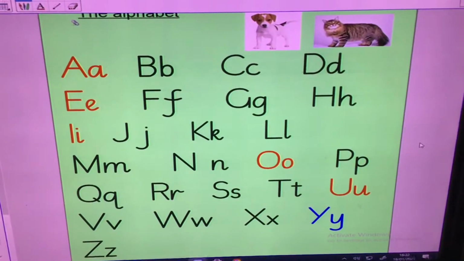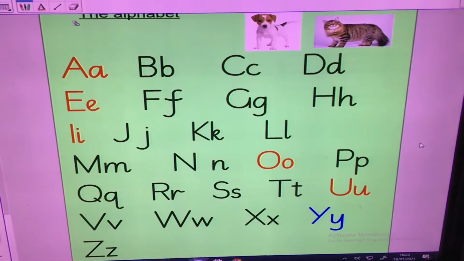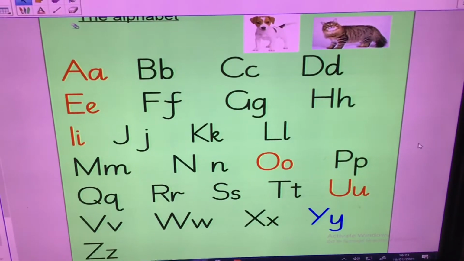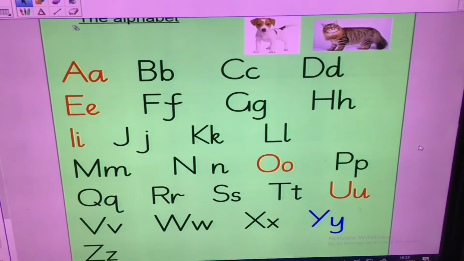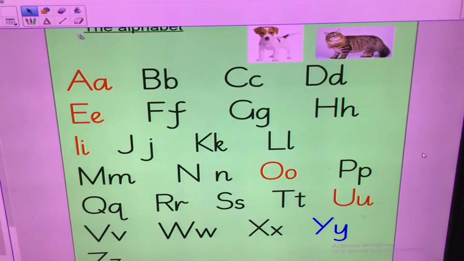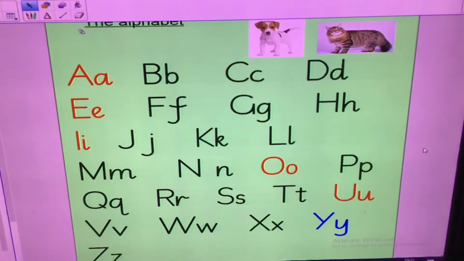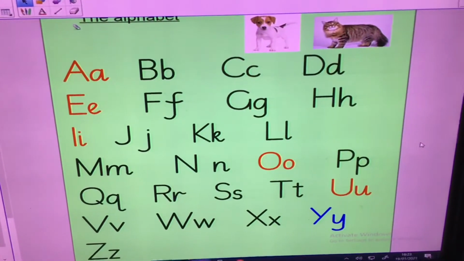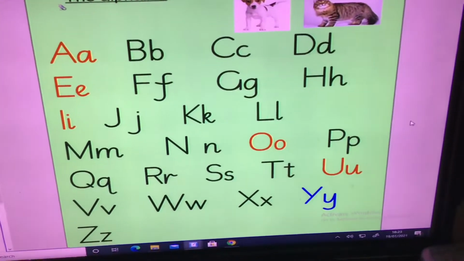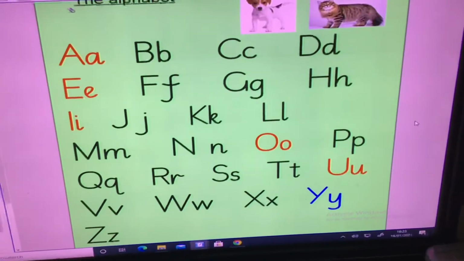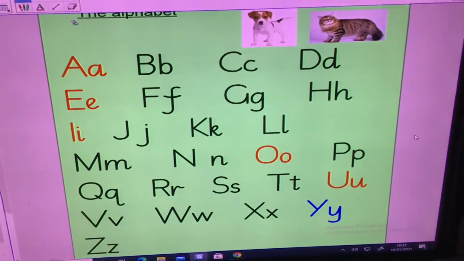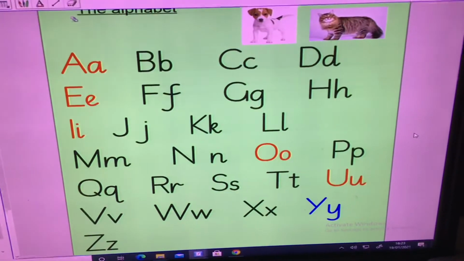The dog's name, it's called a dog, and it makes the sound woof. A cat is called a cat, but it makes the sound meow. Letter A, the name is letter A, and the sound it makes is A. Letter B is called B, but the sound it makes is B. So there is a difference between the name of the letter and the sound that the letter makes, just like there's a difference between the name of a dog and the sound it makes.